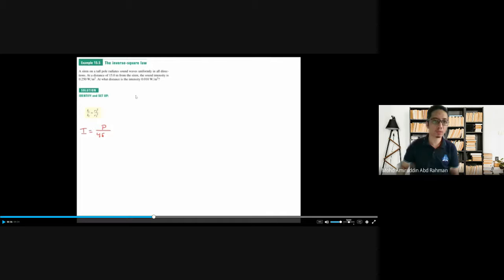Over here you just plug in the value of the intensities and then you get the radius. These R's are the distances from the source in this equation. So you have R2 equals R1 times the square root of I1 over I2. You plug in all of the values and then you get the answer.